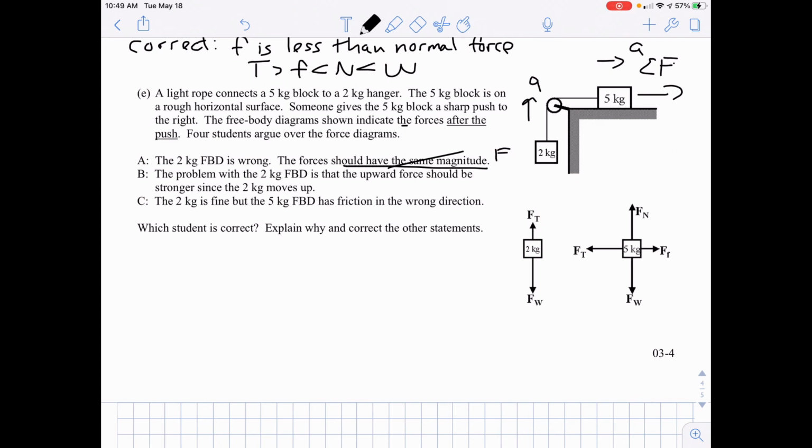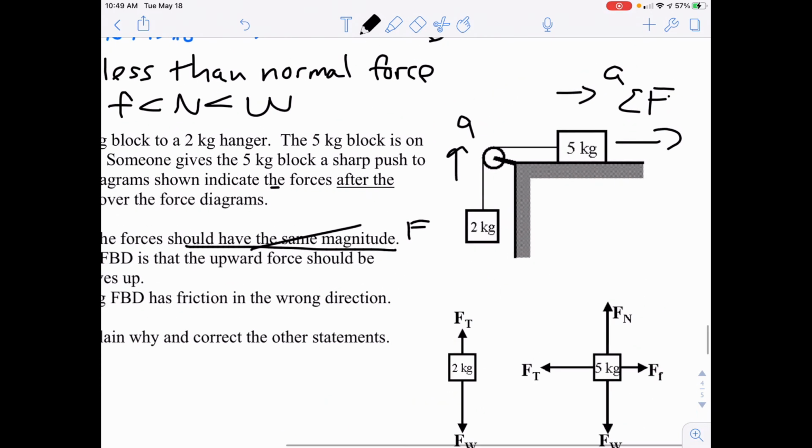Part B, the problem with the 2 kilogram free body diagram is the upward force should be stronger than the upward force. Well, here's the thing. This one is given a push, and actually I drew the acceleration incorrectly. It's given a sharp push, but it's not given a continuous push. So it's just given a push.